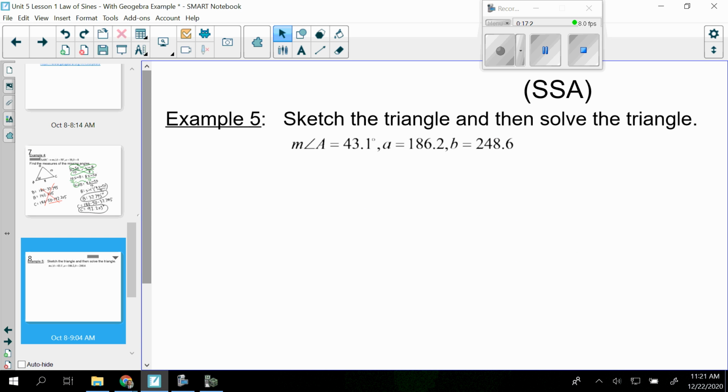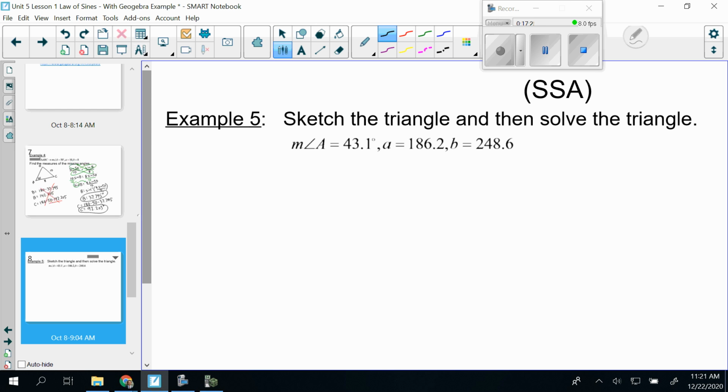So our last one says sketch a triangle and then solve it. So let's again draw this out. So I got A, B, and C here. This is 43.1.